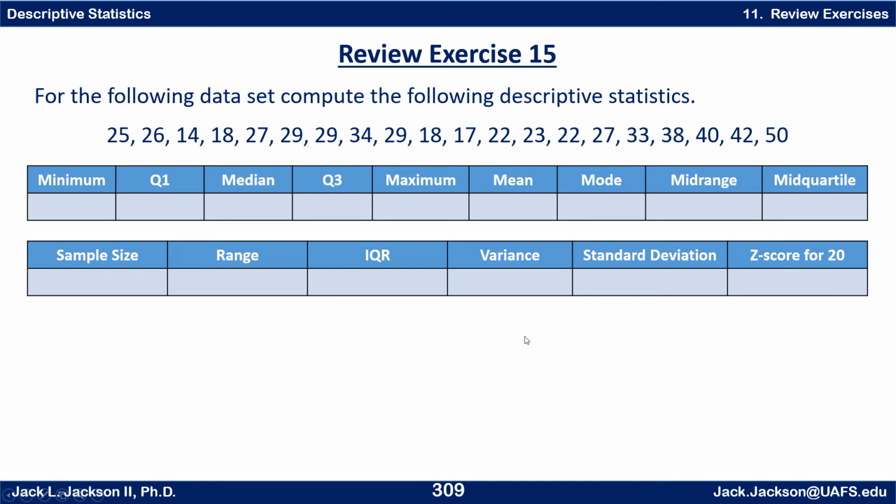All right, here we have a data set. We want to compute the following descriptive statistics: the minimum, Q1, median, Q3, and the maximum. That's the quartiles. Some other measures of center, as well as the median, compute the mean, mode, mid-range, and mid-quartile. Sample size. Measures of variability: the range, interquartile range, variance, standard deviation. And finally, compute a z-score for 20.